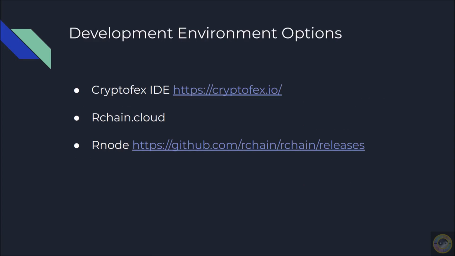Okay, then for the development environment options, basically there are three for now. We have the CryptoFX, we have our chain cloud, which is a text-based editor. CryptoFX is a desktop-based editor, and then we have our node, which is the RChain node software you could use. But for now, we will be sticking to the first two. I'll also release a video which will show you how to run our node and how to evaluate or deploy Rholang codes to our node.